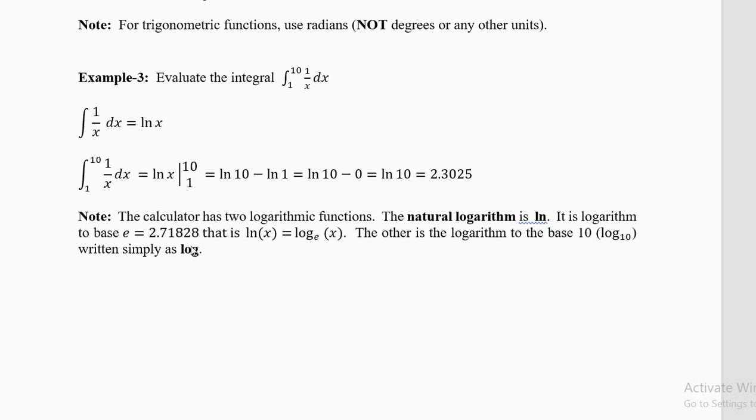Now in your calculators, you have to be very careful. There are two kinds of logarithm. One is the natural logarithm ln, and the other one is the log. Now the log is the logarithm to base 10, and natural logarithm is to the base e, because ln x is equal to log x to the base e, and e is some number like pi. It's a transcendental number, 2.71828. The decimal expansion goes up to infinity without repeating.